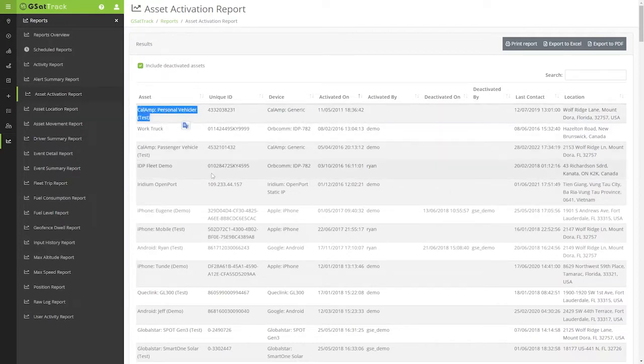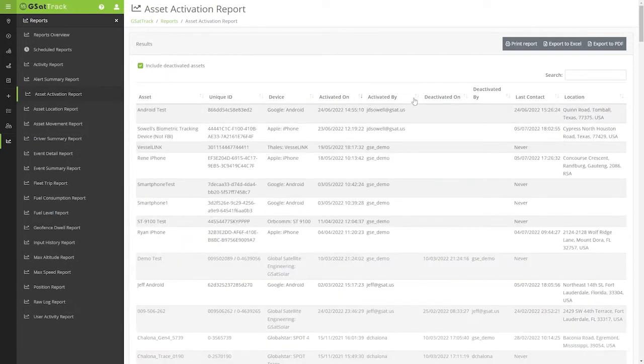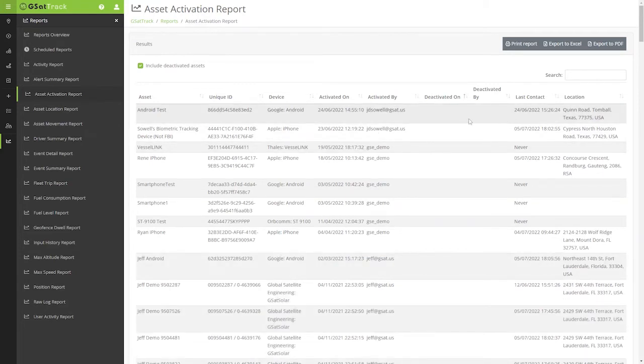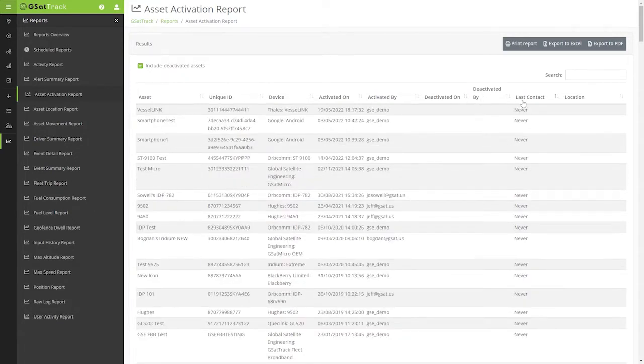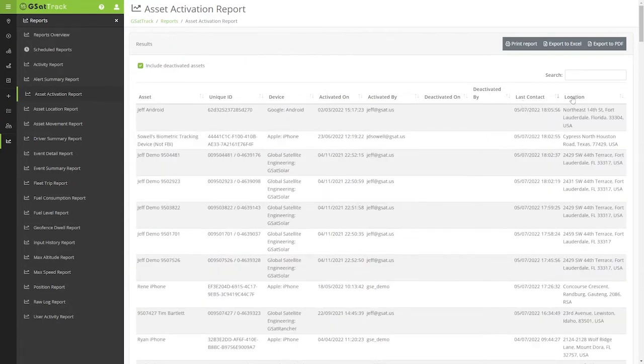An asset nomenclature is kept here within the report. We're also able to see the device ID. We also can tell the type of device that's being reported on the portal, and of course its activation date. In the case that a device is deactivated, we can see that as well. We can also see the person who did these actions, both activating and deactivating. We also can see when the device last contacted GSat Track and the location that it did so.